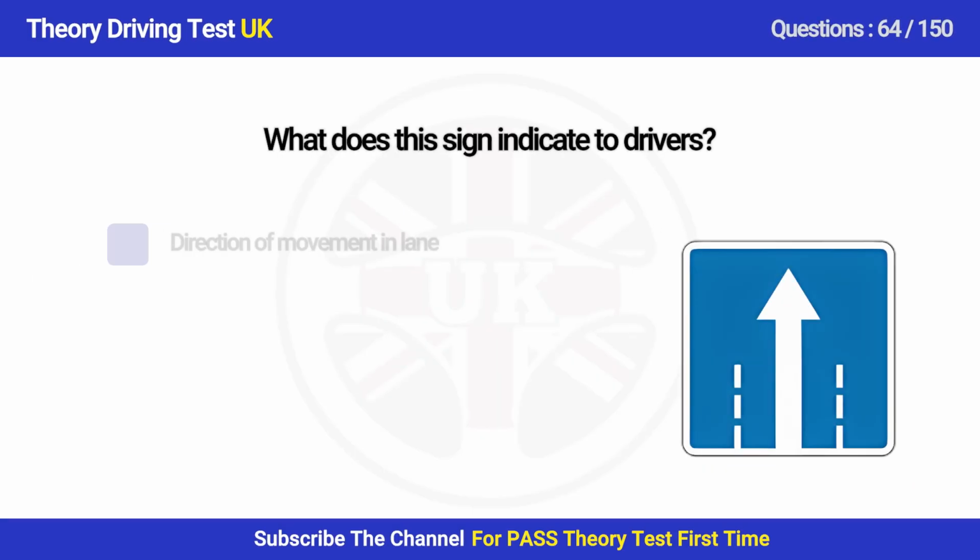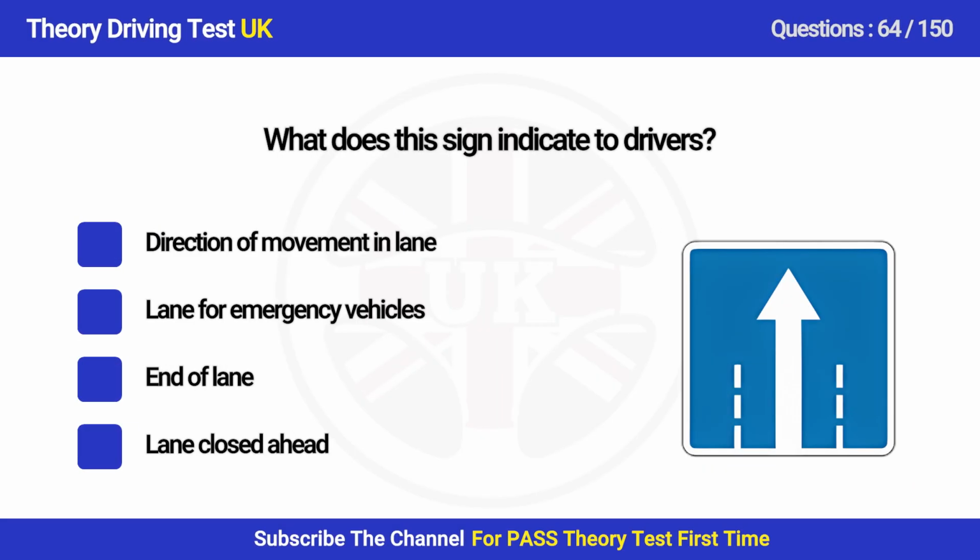Question 64. What does this sign indicate to drivers? A. Direction of movement in lane. B. Lane for emergency vehicles. C. End of lane. D. Lane closed ahead.